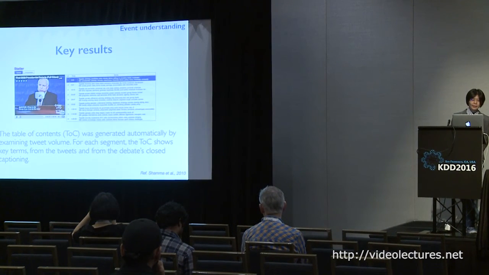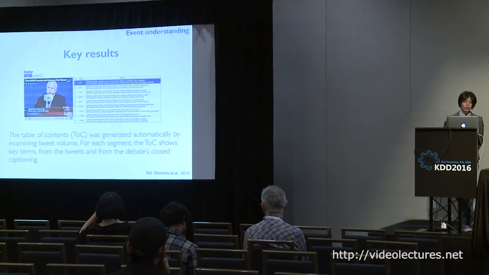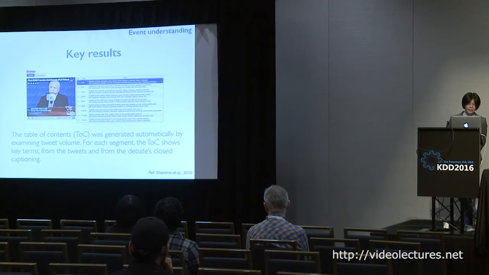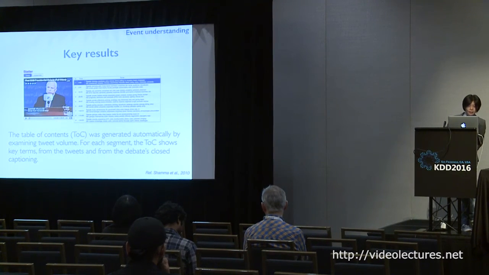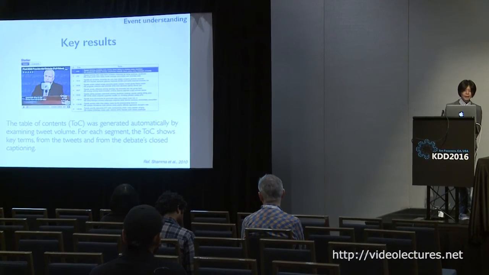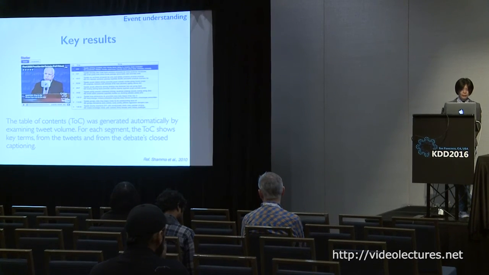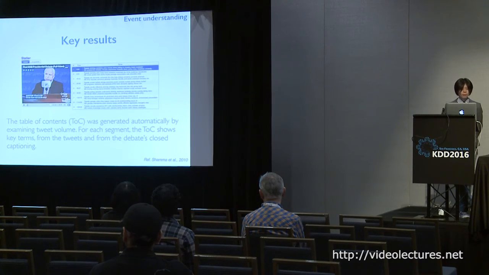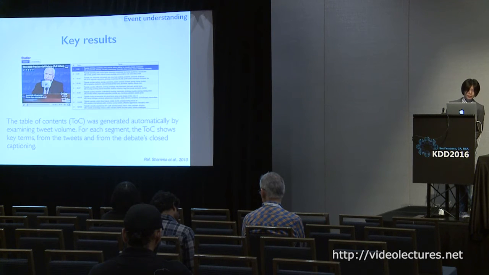They can utilize Twitter messages to generate a table of contents for TV broadcasting. They generate this table of contents automatically by examining the tweet volume, and they use the tweet volume to segment the media content. And this table of contents can show the key terms from the Twitter messages and the closed captioning.